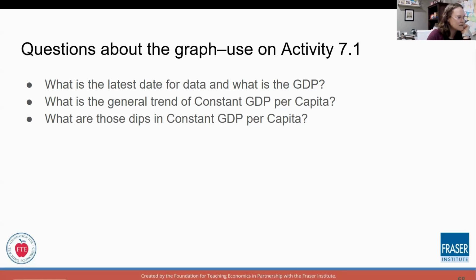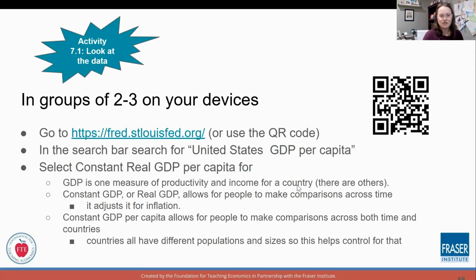I made a copy of the assignment, but what is my search in FRED? Okay, I'm going to go back a couple slides. You're going to search for United States GDP per capita, and then you're going to select the constant real GDP per capita. It's probably that first one. Constant is another term for real, holding inflation constant. It's a slightly different metric than the real GDP that you're going to find, but it generally tells you the same thing.